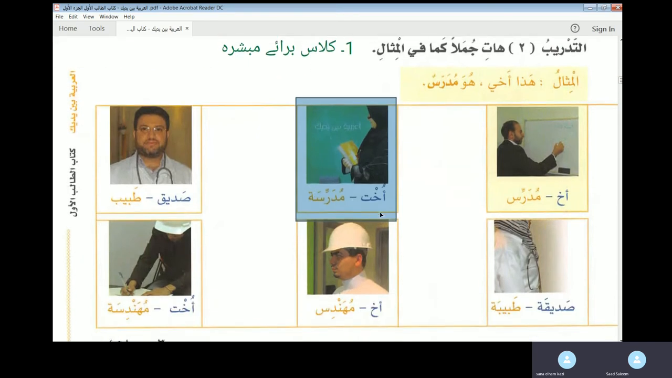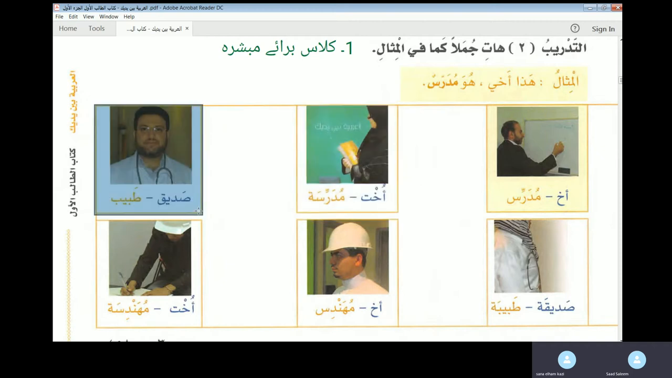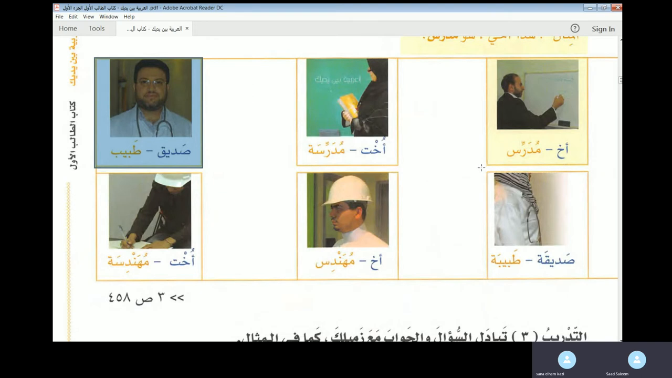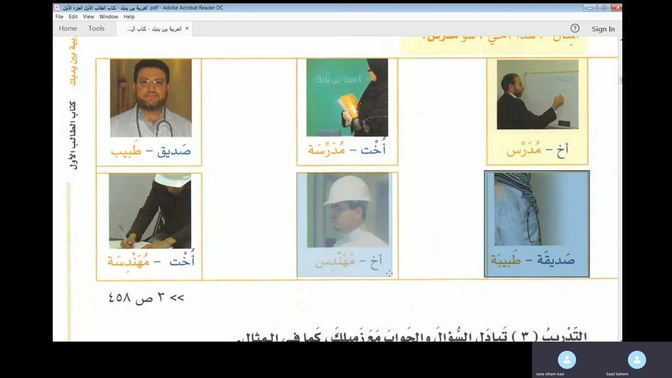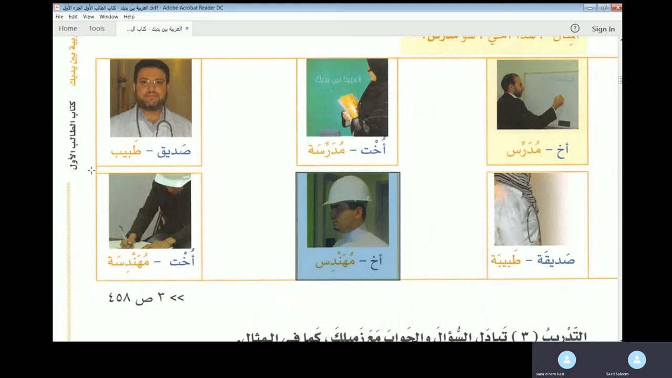So you'll say for females, we'll say females are these, males are this. Hadhihi ukhti, hiya mudarrisatun. This is my sister. She's a teacher. Hadha sadiqi, huwa tabibun. This is my friend. He is a doctor. Hadhihi sadiqati, hiya tabibatun. This is my friend. She is a doctor. Hadha akhi, huwa muhandisun. This is my brother. He is an engineer. Hadhihi ukhti, hiya muhandisatun. This is my sister. She is an engineer.